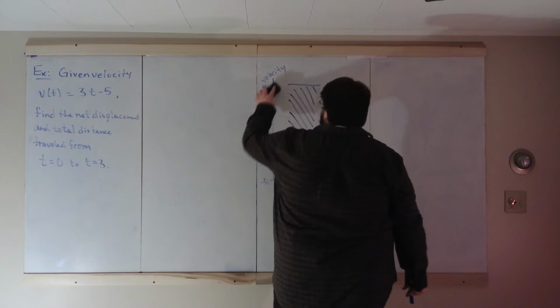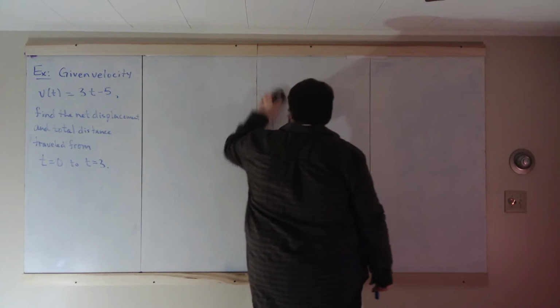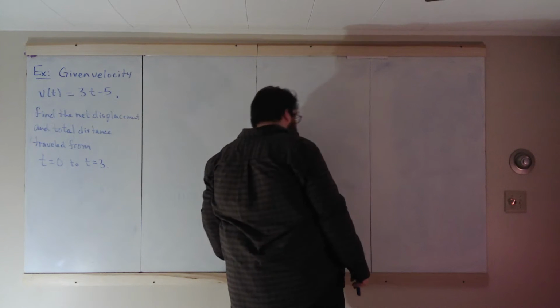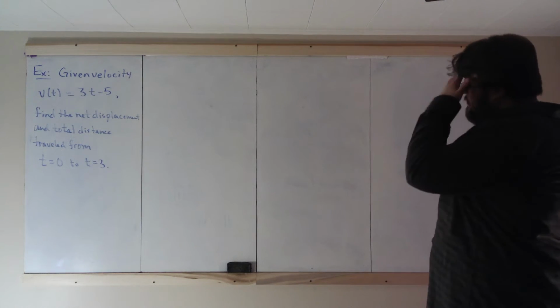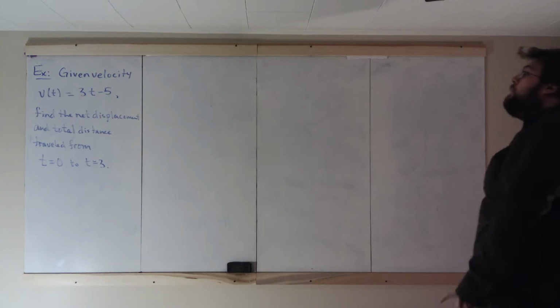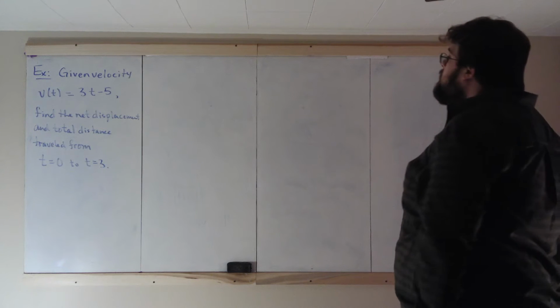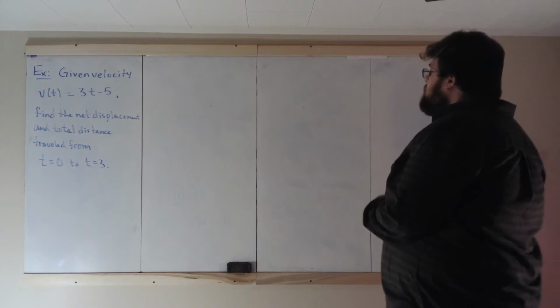Let's look at one more example. And we'll see one of the computations for this example is kind of a pain, especially if you don't just consider the graph, which we won't for this one, although you could if you want. Given velocity v of t is 3t minus 5, find the net displacement and the total distance traveled from t equals 0 to t equals 3.